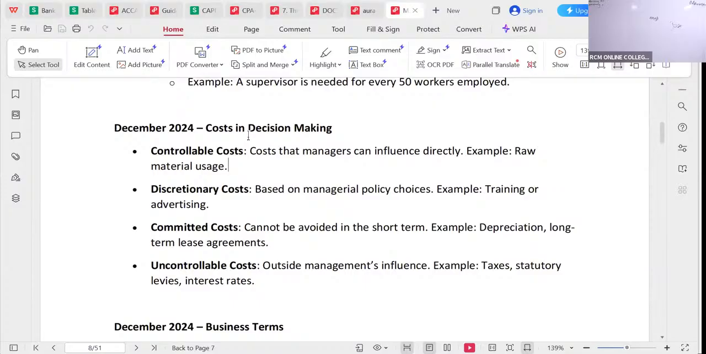Controllable costs are those costs that managers can influence directly. Example, raw material usage. Managers can say, this year we are using this quantity of materials. Discretionary costs are based on managerial policy choices. Example, training.